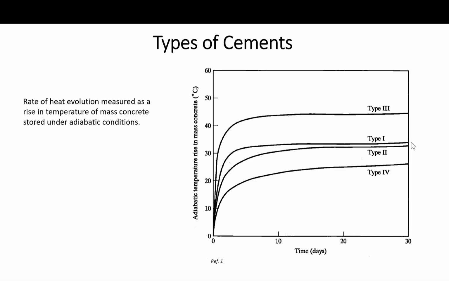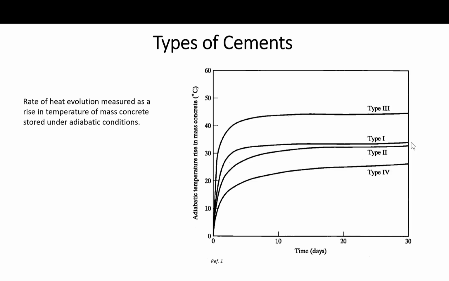Of course, the type 3 cement, as I have probably mentioned before, has the highest rise, which is due to its higher fineness. I mean, it could be the same composition as the type 1, but much higher fineness, and that's what will cause it to liberate more heat or generate more heat.